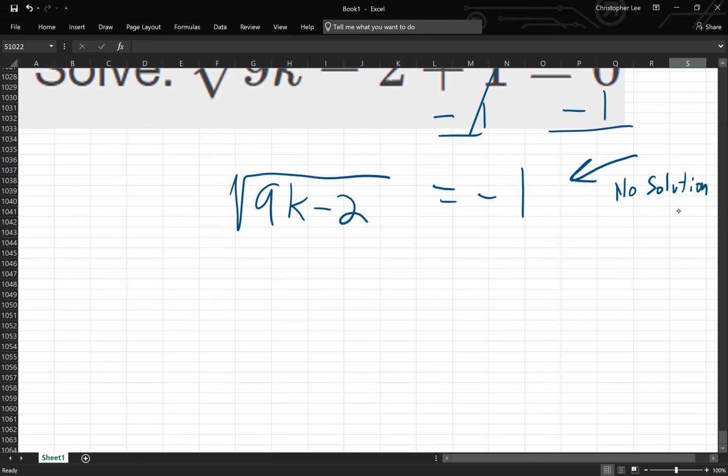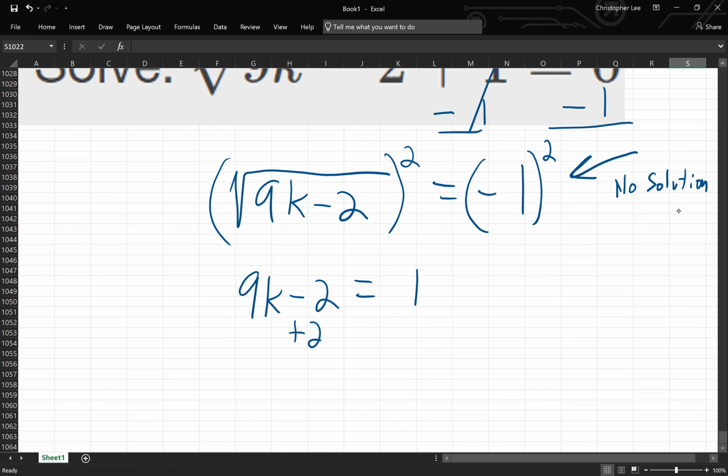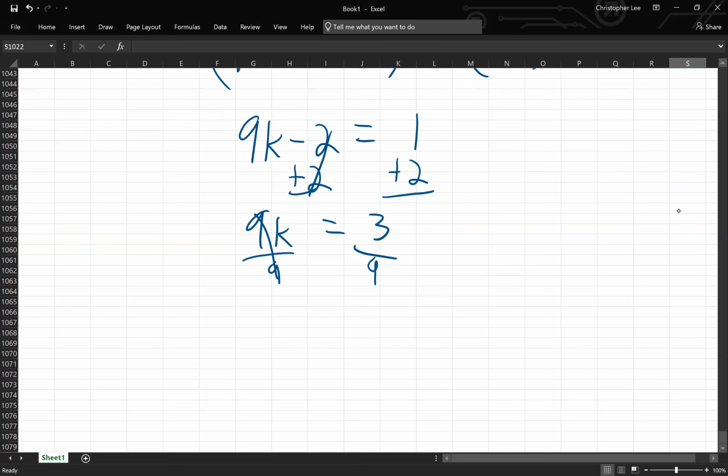But just to prove it to you, let's work it out and see. So I'm going to square both sides. What I do to one side, I do to the other. So now this becomes what? 9k minus 2 is equal to positive 1. I'm going to add 2 over here, add 2 over here. So now I have 9k is equal to 3. Divide by 9, divide by 9. So now I have k is equal to 1 over 3, right?